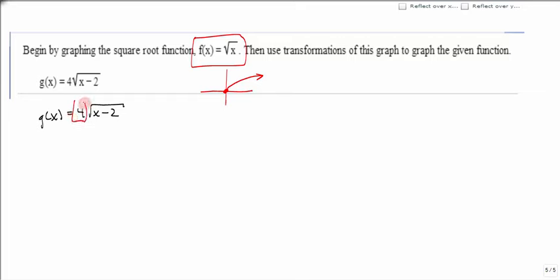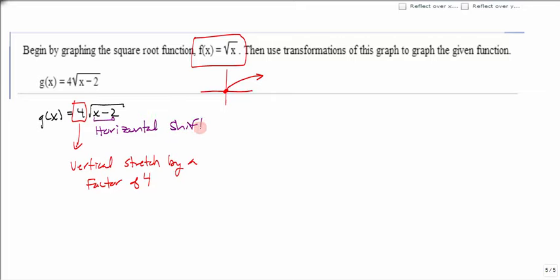Now our transformation has two basic characteristics here. The first one I see is on the outside of the argument. This is going to be a vertical stretch by a factor of 4. Now this other one is within the argument, so it's going to be a horizontal movement. This will be a horizontal shift opposite of what you think. You'd think it would be to the left because it's minus 2, but it's to the right 2 units.